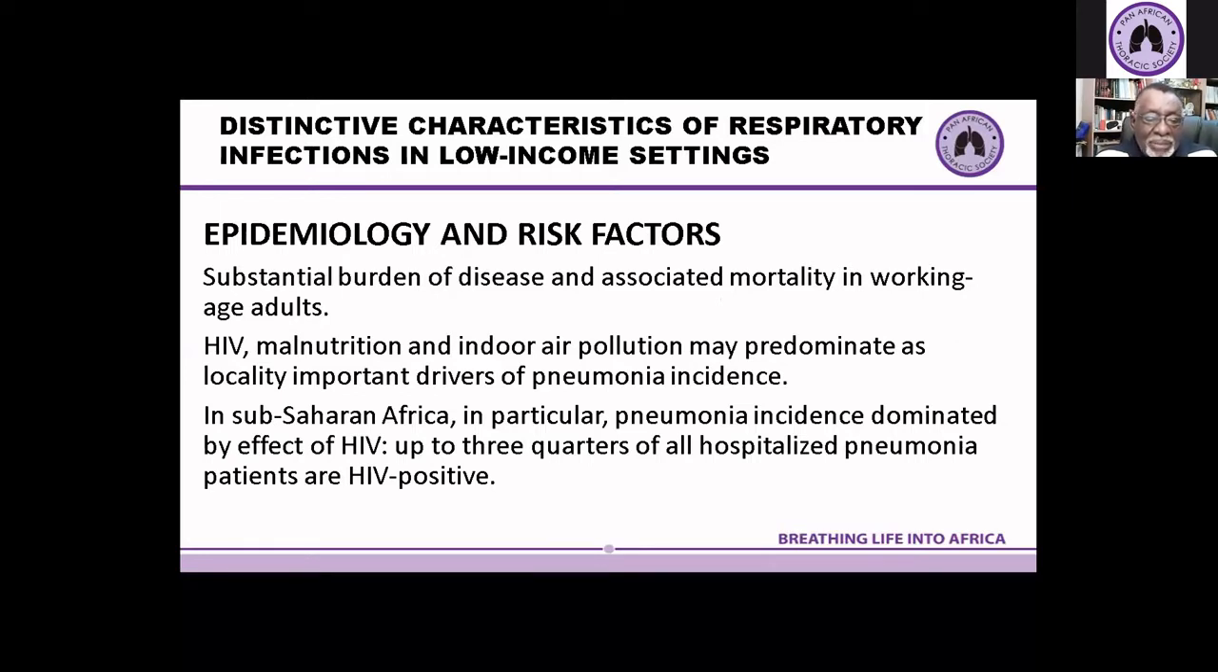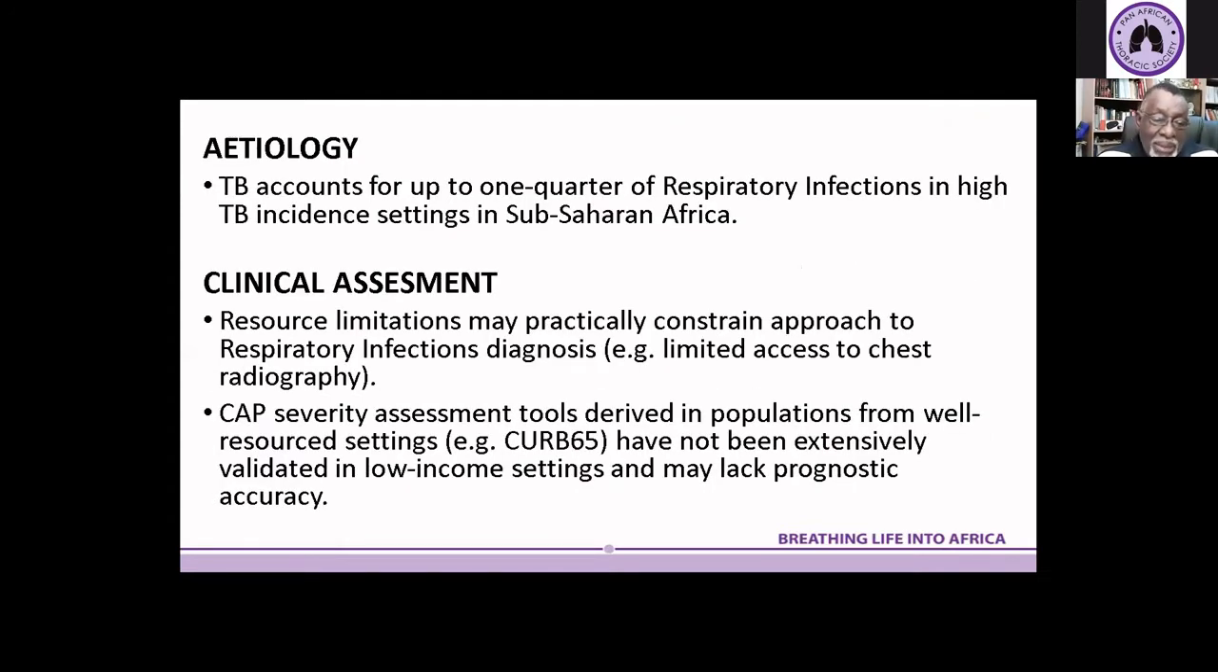And finally, there are some potential risk factors associated with mortality, particularly as you work in a lot of places where there's a lot of pollution or affected by high HIV prevalence. TB still accounts for up to a quarter of respiratory tract infection in sub-Saharan Africa, and the clinical assessment of some of the respiratory infections may have some constraint because of the limited access to examination facilities, including radiography or even the clinical assessment by healthcare workers.